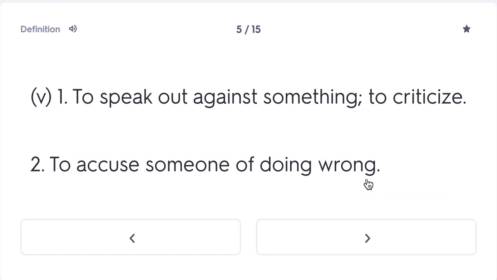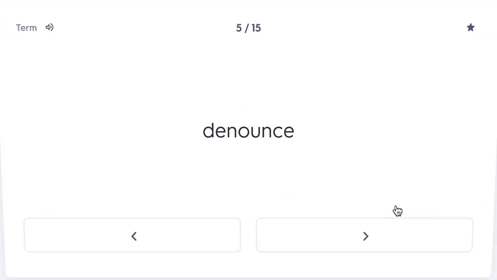Denounce. Denounce means to speak out against something or to criticize it or to accuse someone of doing wrong. So you denounce the way someone is behaving because they are not doing the right thing. If you see a bully that's picking on someone or somebody that's not being nice, you could speak out against that, like denounce their behavior, denounce their choices, right? Accuse them of doing something that's not right. That's denouncing.